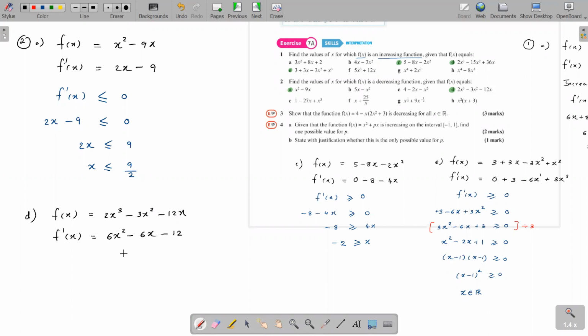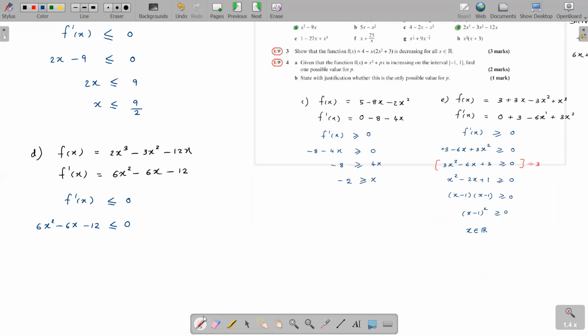So what do we get here? For a decreasing function, f dash x must be less than or equal to 0. Right, so f dash x, 6x square minus 6x minus 12, is less than or equal to 0. So you can take the 6 out, or you could divide the whole inequality by 6. It doesn't affect the sign of the inequality. So 6x square divided by 6 is x square, minus x, and 12 divided by 6 is 2. It's less than or equal to 0. Is that okay?